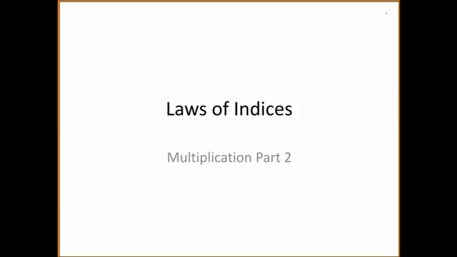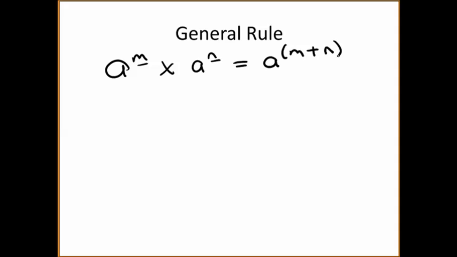In this video, we will look into more difficult problems involving the multiplication of indices. It is important to remember that in order to multiply two expressions, they must both have the same base. So, our general rule tells us that if we have a to the power of m multiplied by a to the power of n, this is equal to a to the power of m, the index in our first expression, plus n, the index in our second expression.